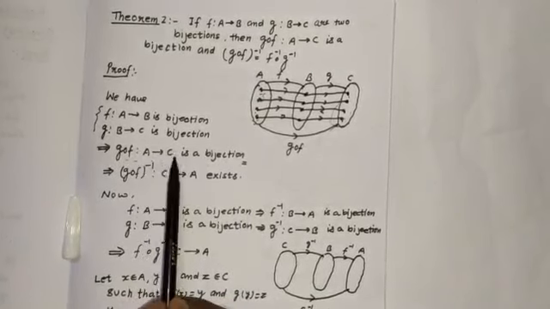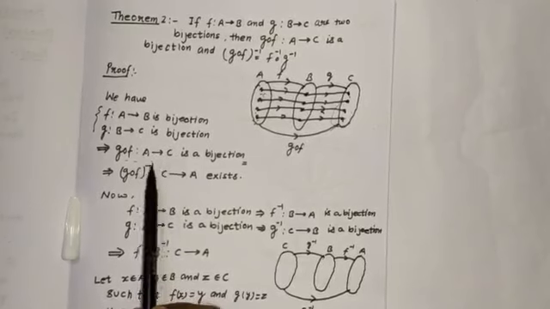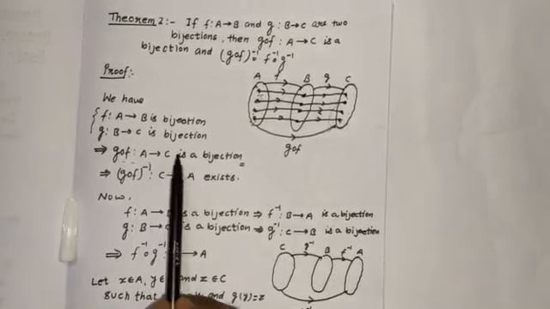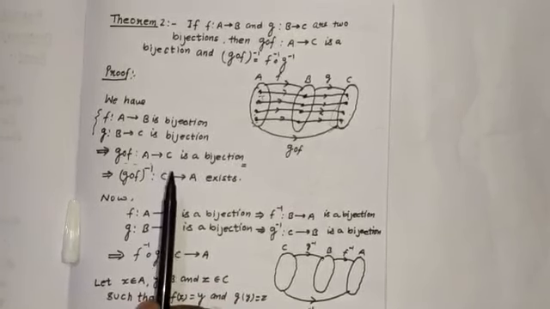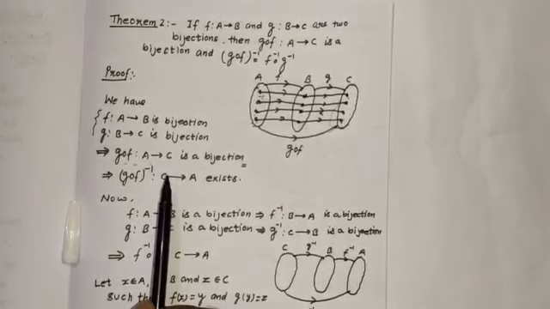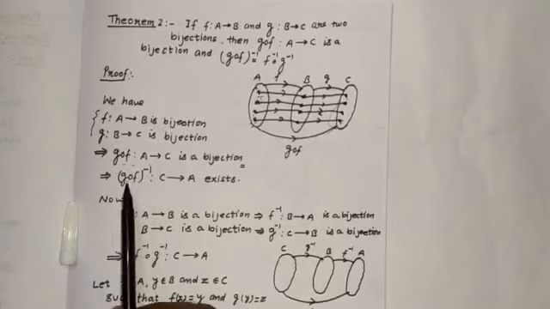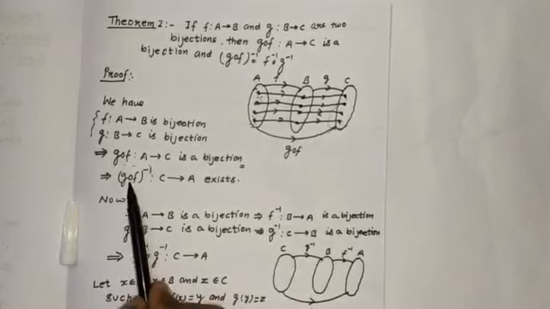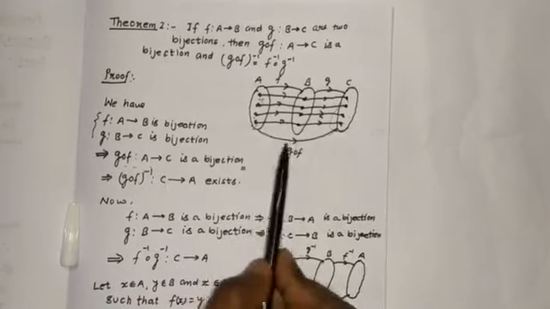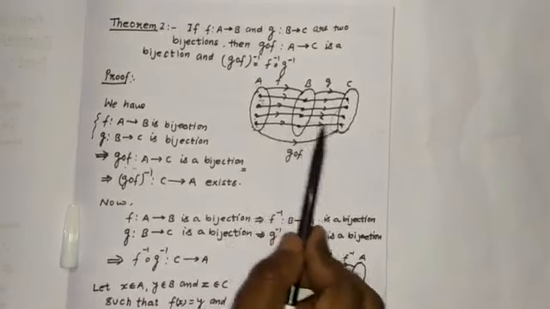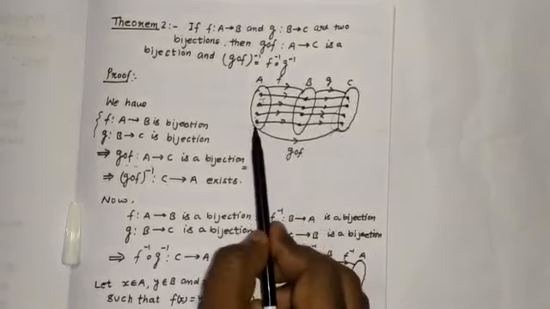If a function is bijective, its inverse exists, as we discussed in the definition of inverse function. Every invertible function is bijective, and every bijective function possesses an inverse of itself. So (g of f) inverse maps from C to A. If g of f maps from A to C, then the inverse of g of f maps from C to A.